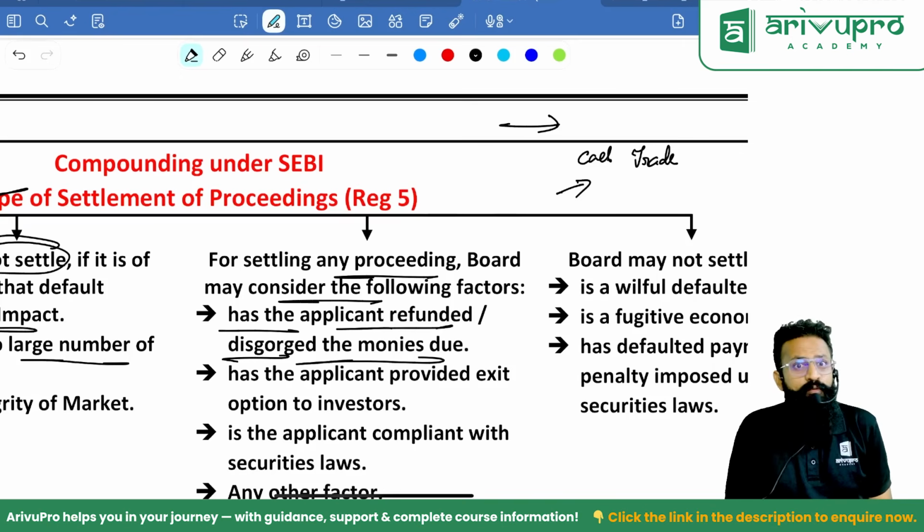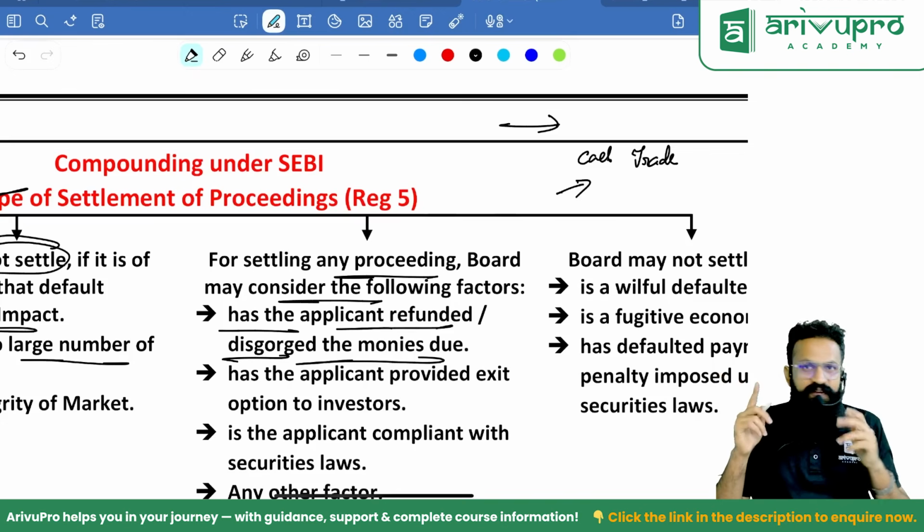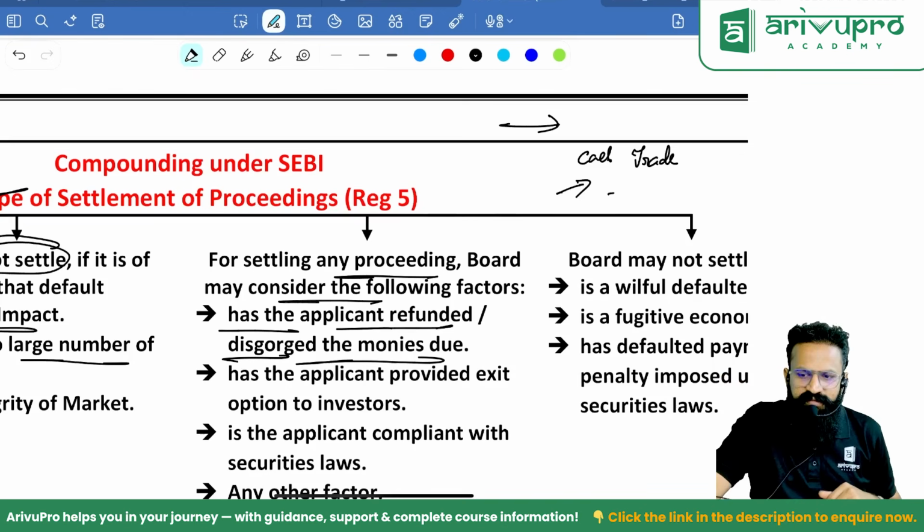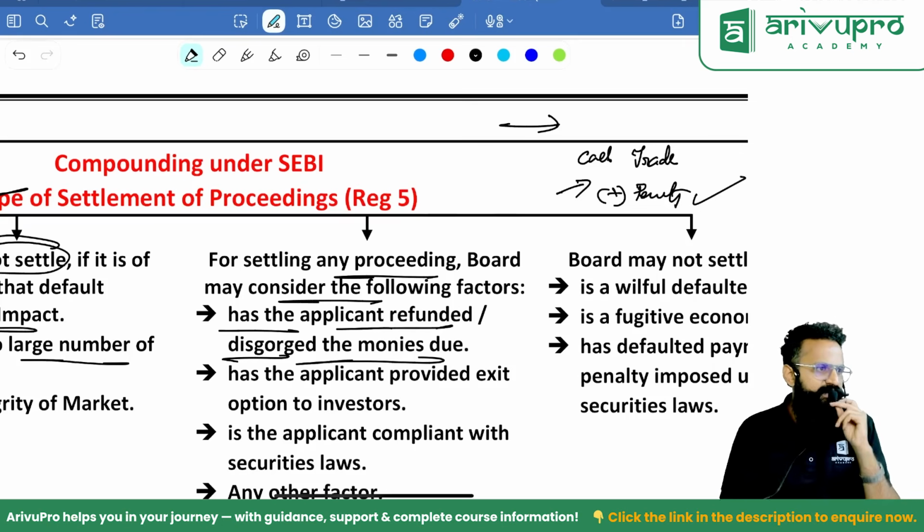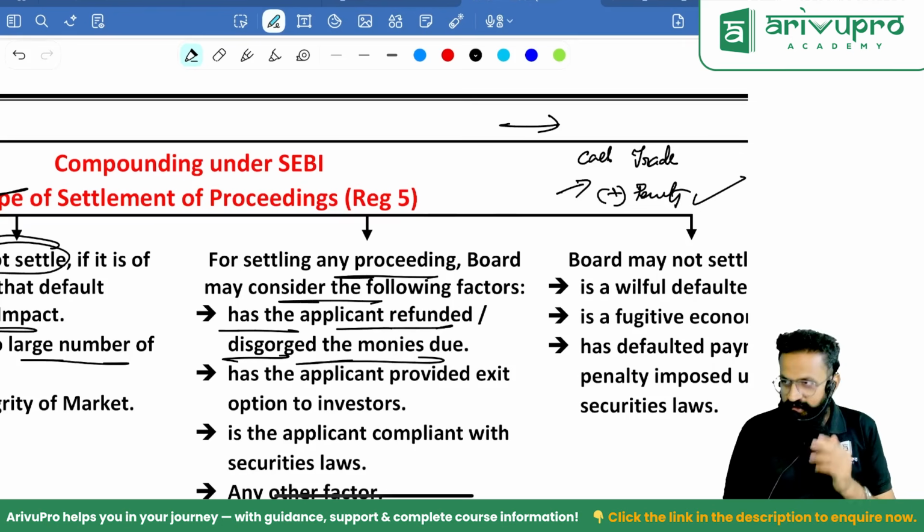Understood? Now you would have made some profit out of it. That the authorities will take. That will not be given to the investors. Getting the point? Okay, now the disgorgement order. Now people, SEBI will say, I will levy some penalty. You pay this much amount, then okay, we can settle it. Now this is what is called the settlement of administrative or civil proceedings.